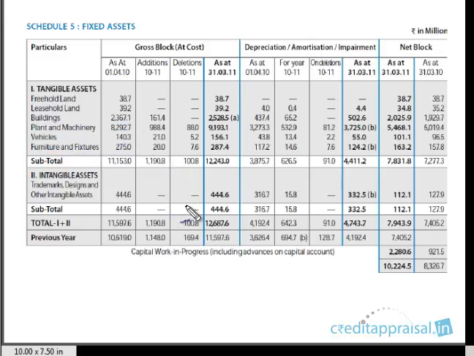The other point which you need to be aware of is something which we discussed: capital work in progress. So you see here, after arriving at the net block, gross block minus accumulated depreciation, right? You arrived at the net block.